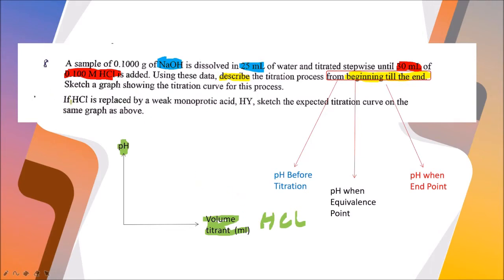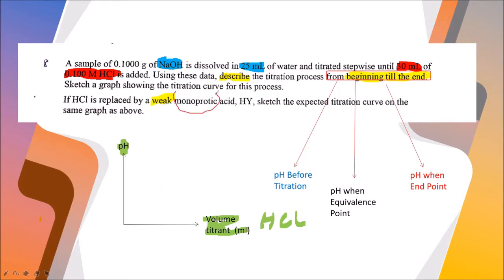And part 3 of the question is if HCl is replaced by a weak monoprotic acid. So there is only one keyword, that is weak. As the previous question gives us, the acid used is a strong acid, that is HCl. And now HCl is replaced by a weak acid. After replacing, we need to sketch the expected titration curve on the same graph as above. In this question, in the graph there will be two curves.